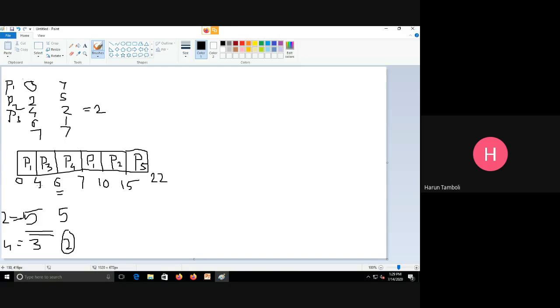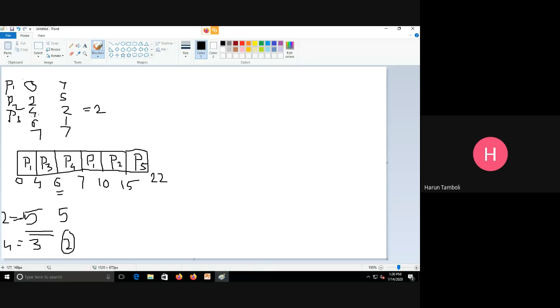Zero to 4, P1 will continue. Okay, after that P3 will come, and 4 to 6, P3 should get completely executed. Yes, and after 6, P4 is coming. So 6 to 7, P4 will get executed.